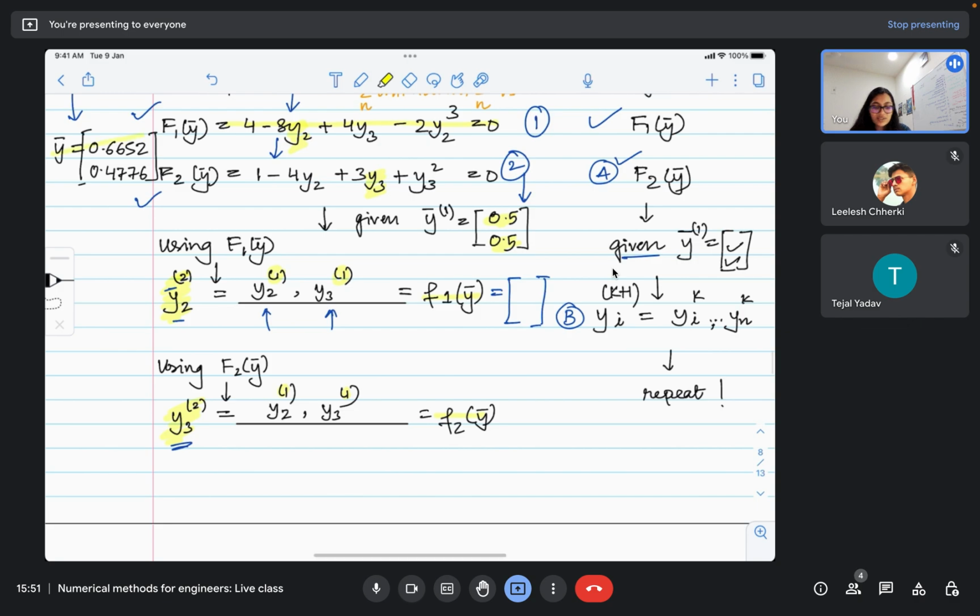So did you understand this? I mean, this is a complete photocopy of the single variable, but just that you have a few more variables. That's it. Is there any doubt, confusion in this method?